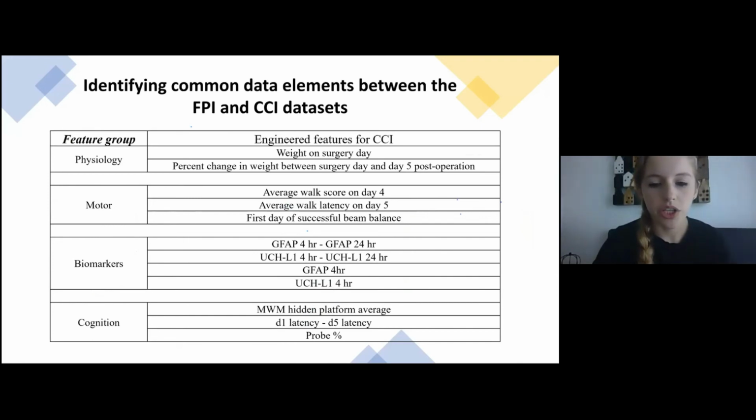And the biggest change between these two data sets is that in the physiology for FPI, we actually had a lot of information about blood gases and blood pressure, things like that. Whereas in the CCI, we only have the weight, and then we calculated the percent weight change on surgery day versus 5 days after the operation.